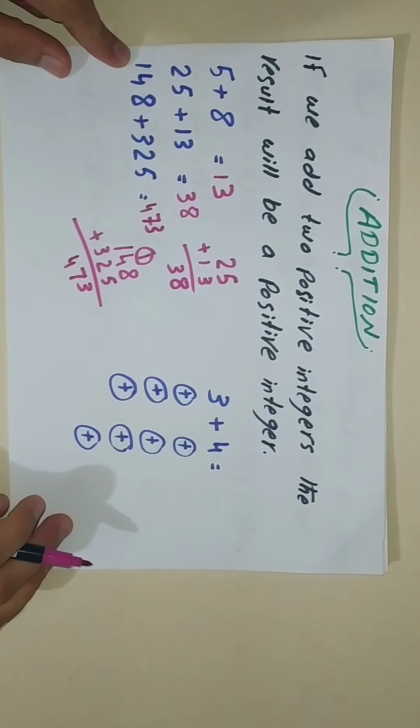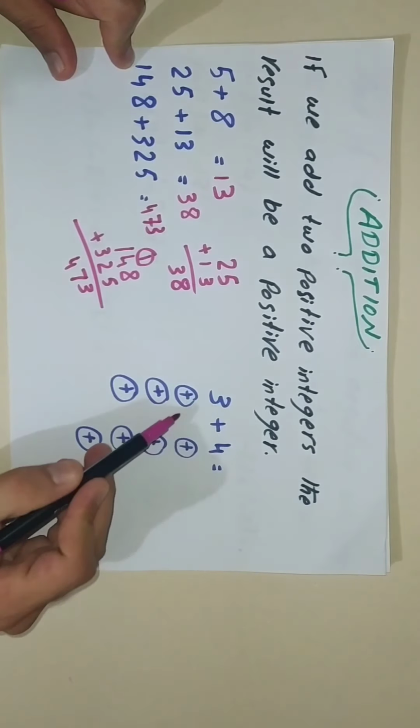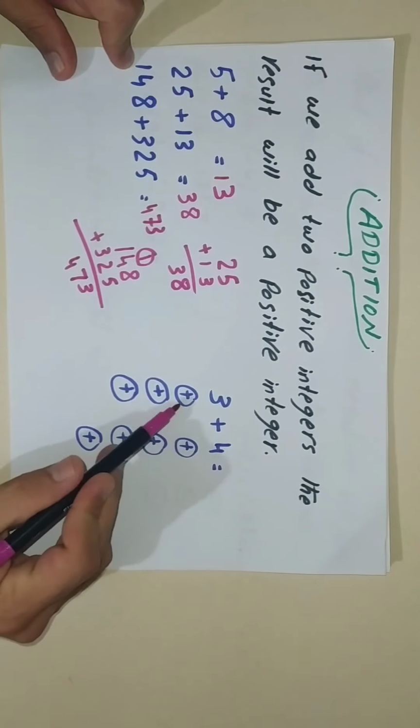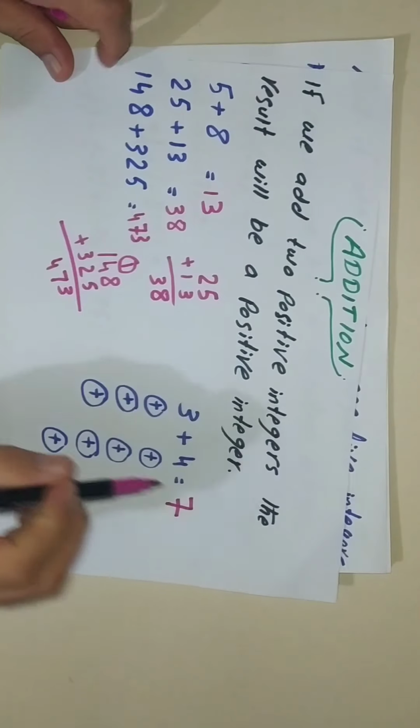And now I will give you one example from here. Like it is 3 plus 4. So we will write 3 pluses like 1 2 3, and there are 4 pluses 3 4 5 6 7. So the answer will be 7.